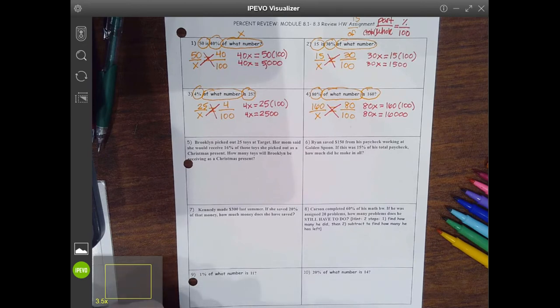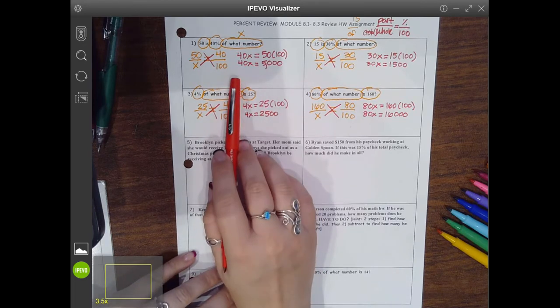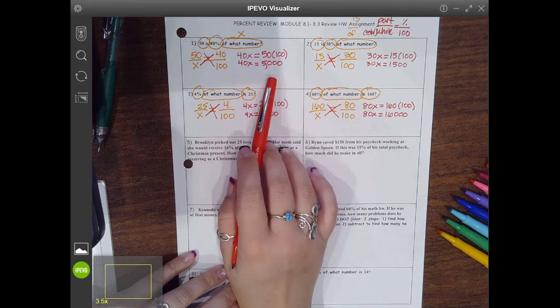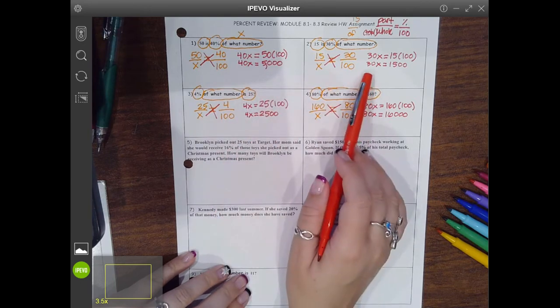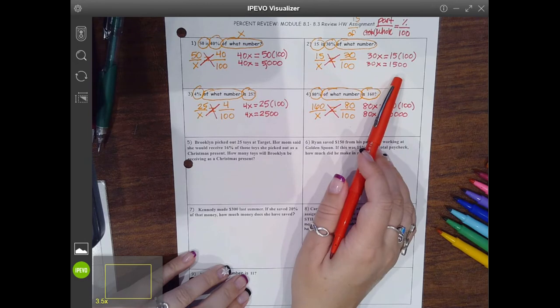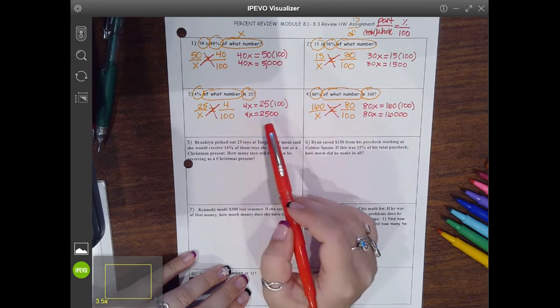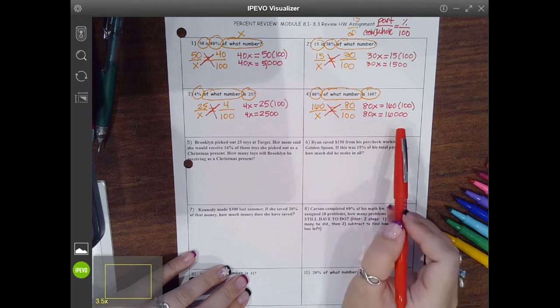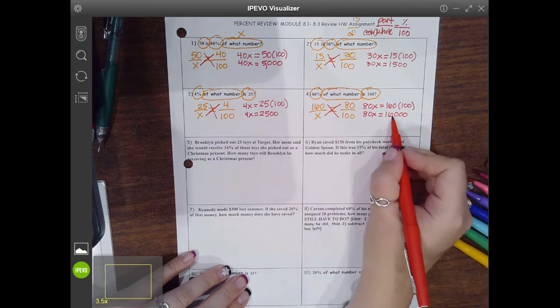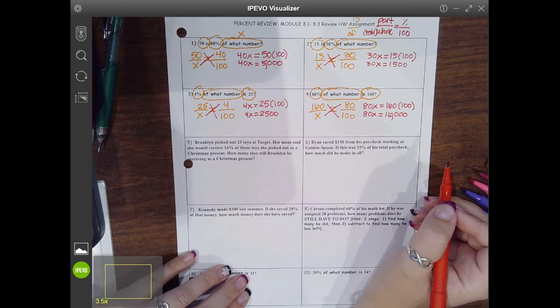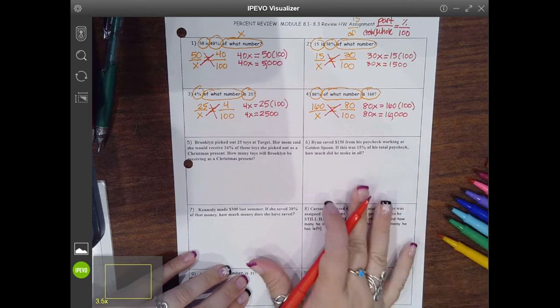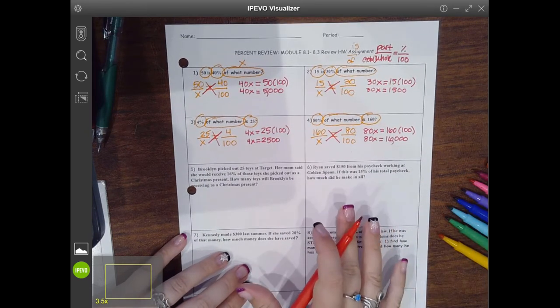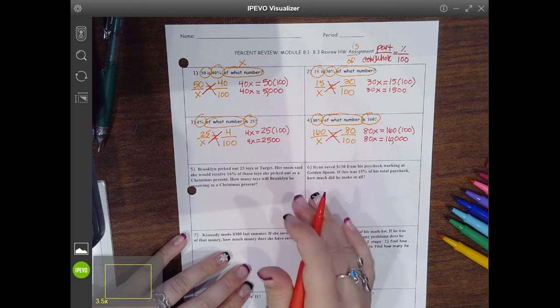Now that we have these set up, this is saying 40 times something equals 5,000. 30 times something equals 1,500. 4 times something is 2,500. And 80 times something is 16,000. You're like, I don't know what to do with that. Okay, well, think of it. Let's make it a little bit easier just so that you can think of what's happening here.